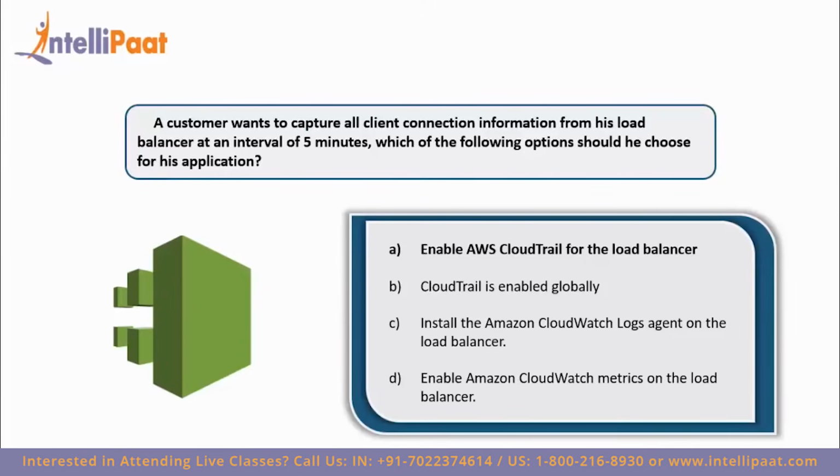It cannot take into account the connections which are getting connected to your AWS infrastructure, right? On the other hand, CloudTrail deals with all these kinds of things wherein client information or any kind of data which can be fetched from a particular transaction, all of that can be recorded in the logs of CloudTrail, and hence for this particular question, the answer is enable AWS CloudTrail for the load balancer.